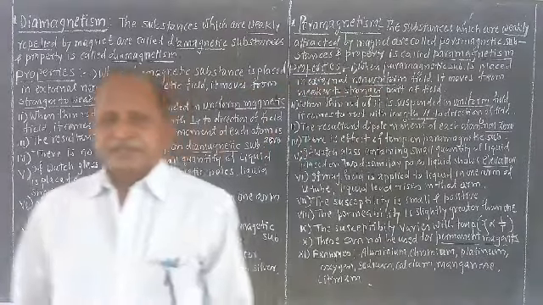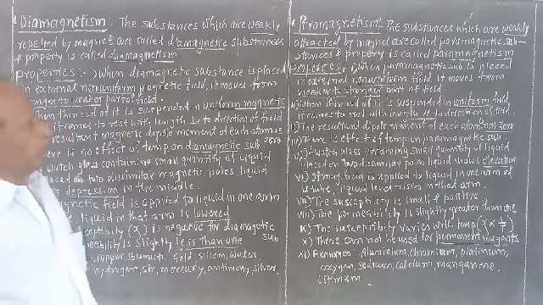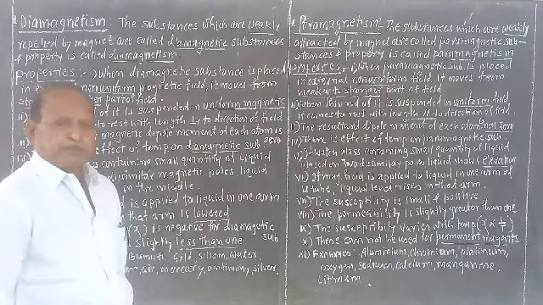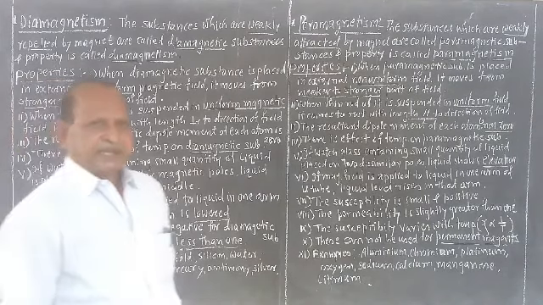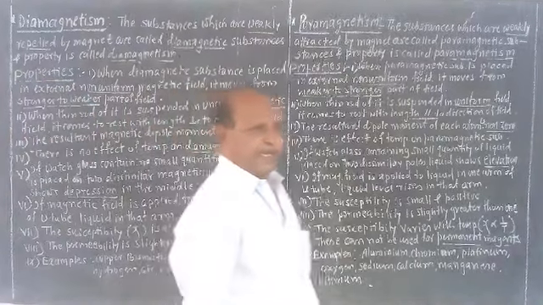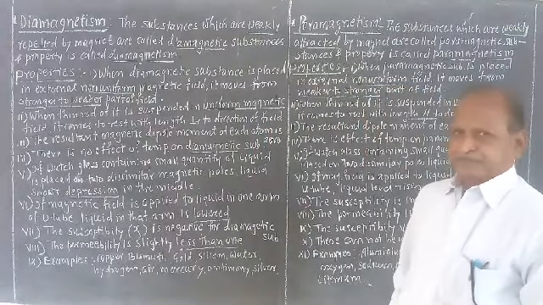Any substance is divided into three groups: diamagnetic, paramagnetic and ferromagnetic, based on their behavior in a magnetic field.